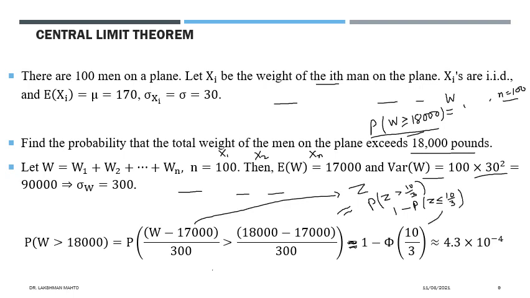What is the name of this? This we simply call phi of 10 by 3, and we can get the value of this from the normal table. If you calculate, the approximated value of the desired probability comes to around 4.3 into 10 to the power minus 4. This is a very small probability. So we can calculate the probability for a sum of random variables without knowing the distribution. It is an application of the central limit theorem.